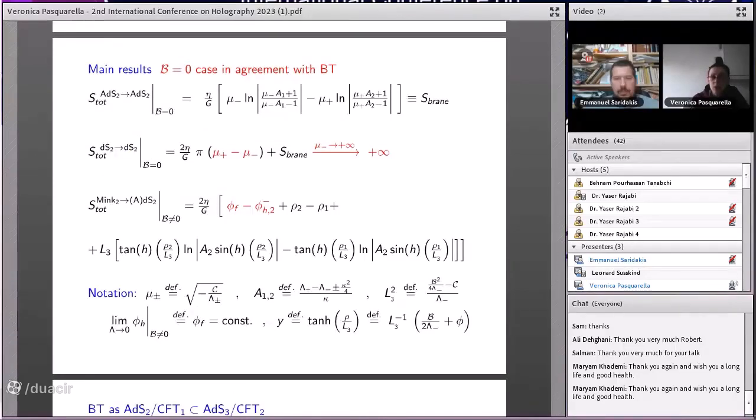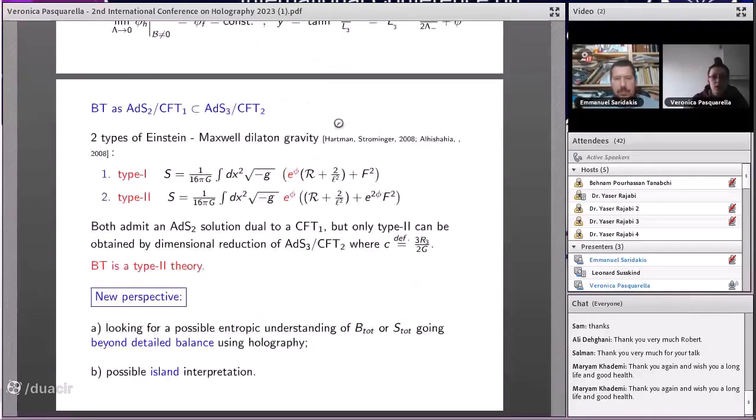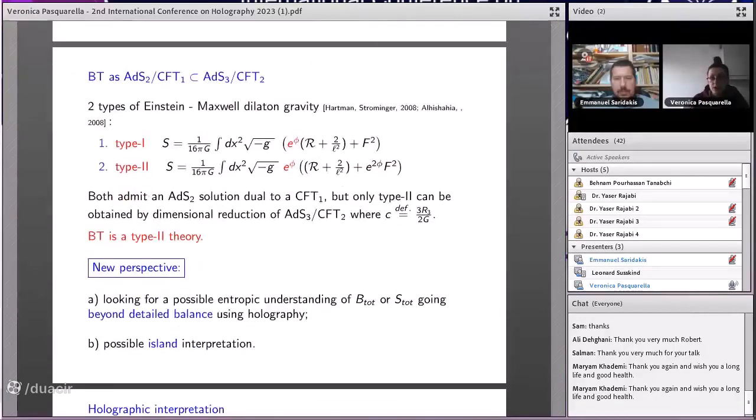And now what I'm going to show is what is the holographic interpretation of all these. First of all, Brown-Teitelbaum, which is, as I said, the standard ruler for our setups, is basically a type 2 Einstein-Maxwell dilaton gravity, because the action is characterized by a dilaton which is coupled to both the Ricci scalar and the gauge field.